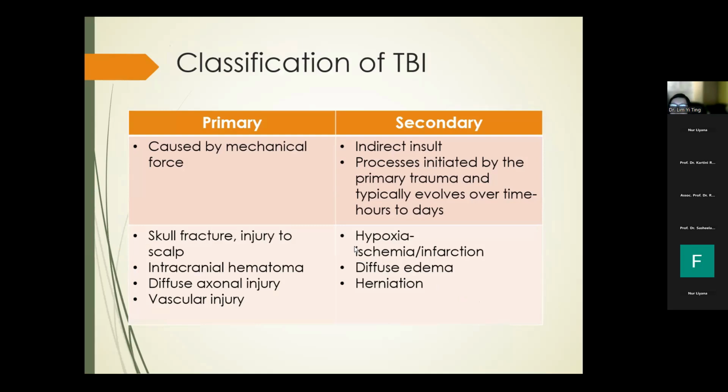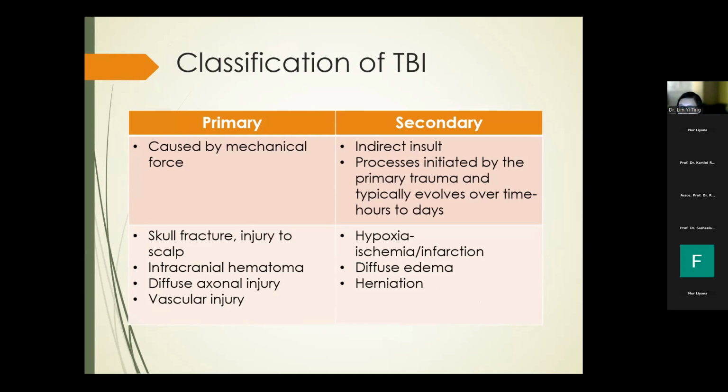So it can be classified as primary cause or secondary cause. So for primary, it is usually due to the trauma itself and caused by the mechanical force. So it can cause the skull fracture, injury to the skull, intracranial hematoma, diffuse axonal injury, and also vascular injury.